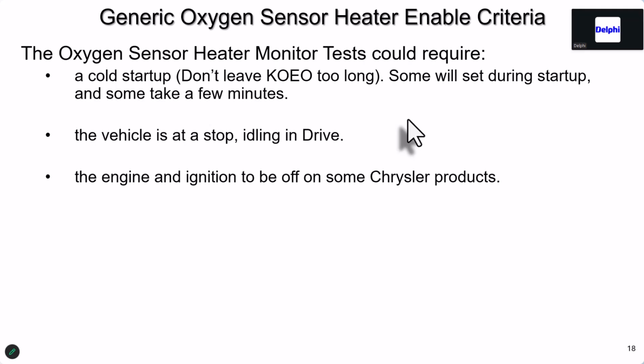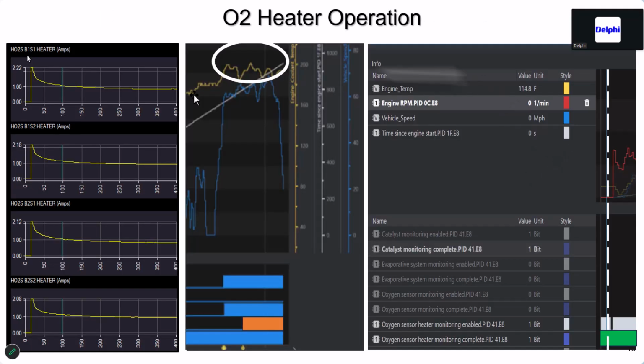Engine ignition is off on some Chryslers, as Chrysler did for a lot of years. They would test with the key off. And if you had an aftermarket scan tool, you didn't know what was going on. If you had a factory scan tool, you could hear it beeping at you, telling you the O2 heater test was being done. So let's walk through this on the next one.